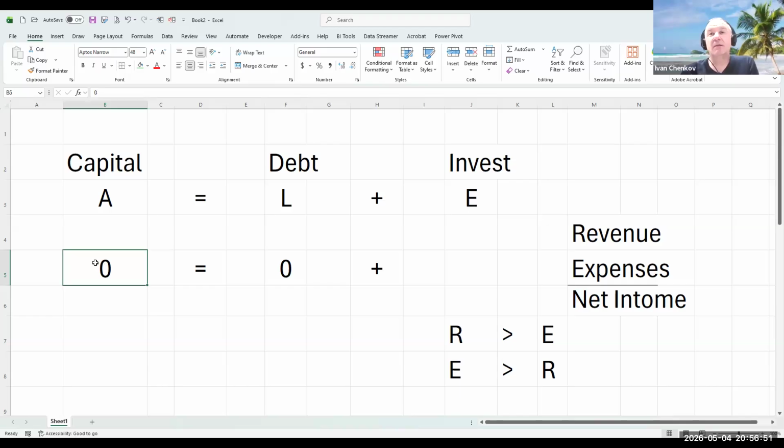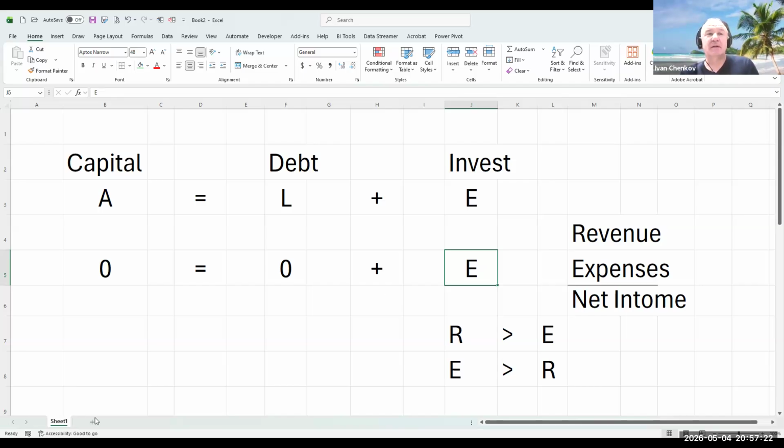So what do you do with that cash to start the cycle? You get the expenses, you buy something, then you sell it above the expenses, and that generates the revenue. You make sure that the revenue is more than expenses. That's going to give you net income, which is going to increase your equity. So what's going to happen with the income? It's going to increase your equity.